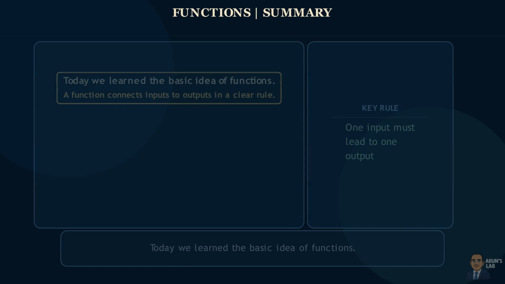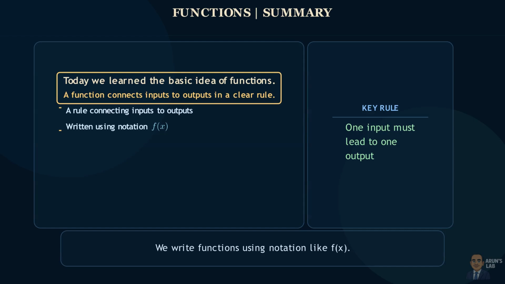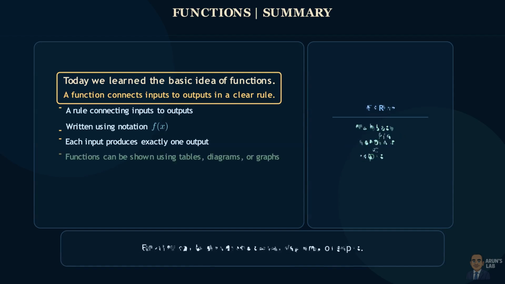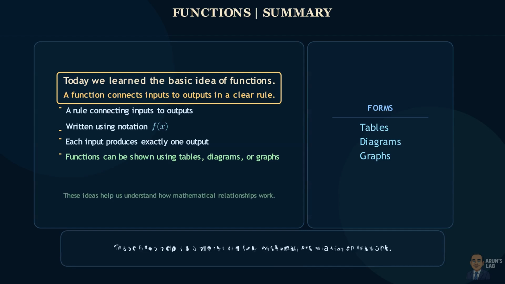Today we have learned the basic idea of functions. A function is a rule connecting inputs to outputs. We can write function notation as f of x. Each input produces exactly one output. Functions can be shown using tables, diagrams, or graphs. These ideas will help us understand how mathematical relationships work.